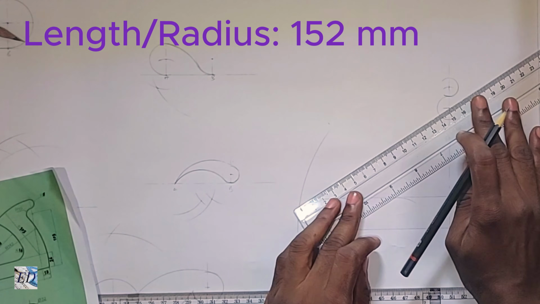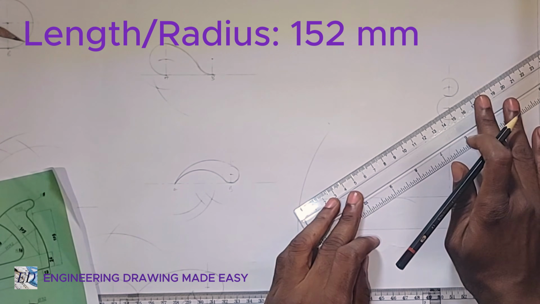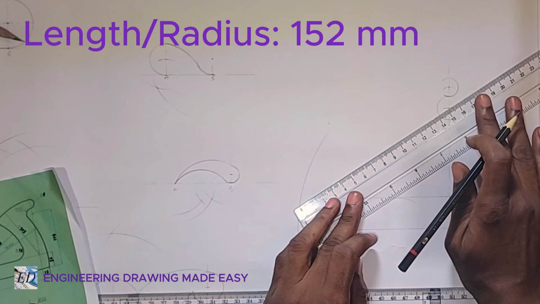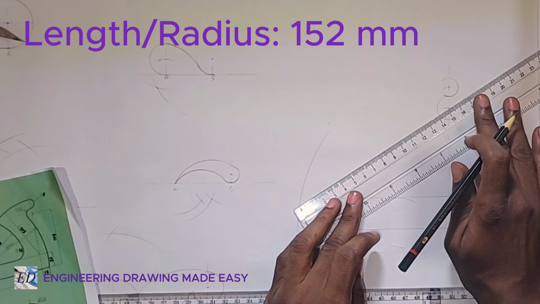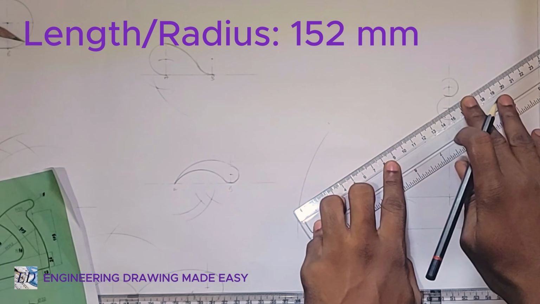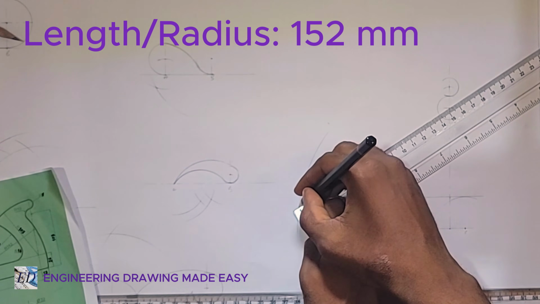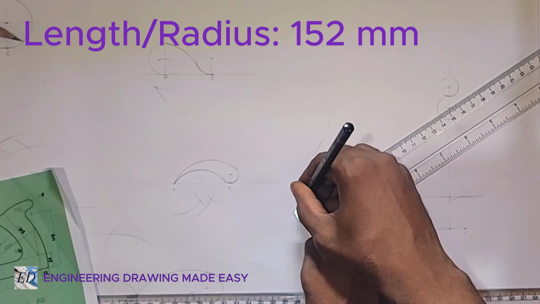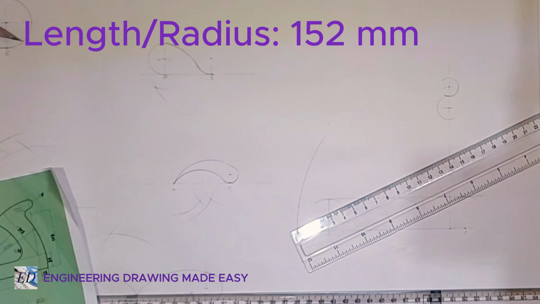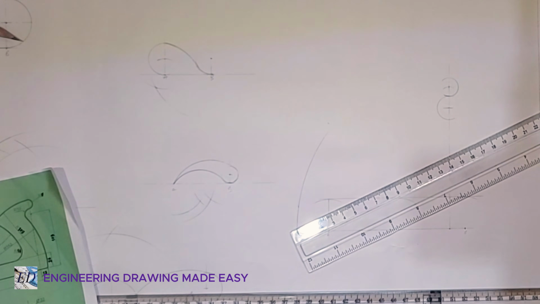That literally tells us that the distance between that point on the arc and the center of the circle is 152. So that's what we are going to do. But if you have a bigger compass, you can open it up straight and it should give you what you're looking for.